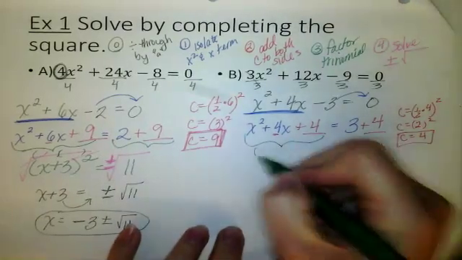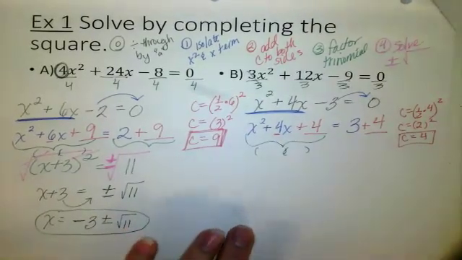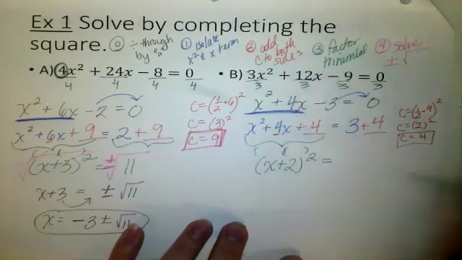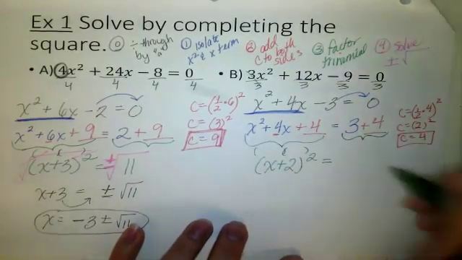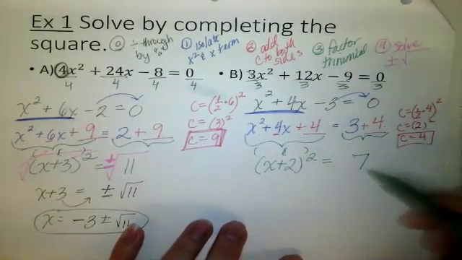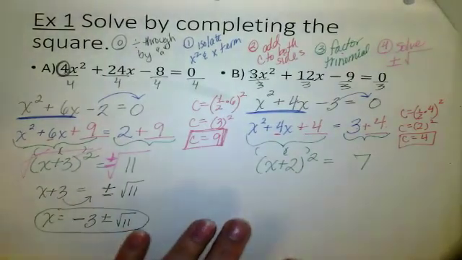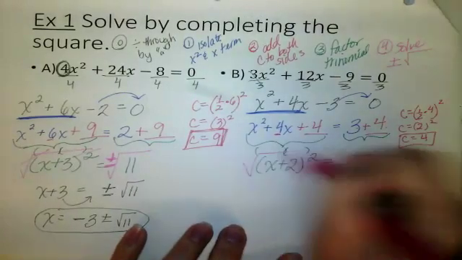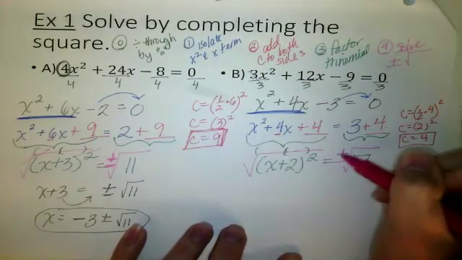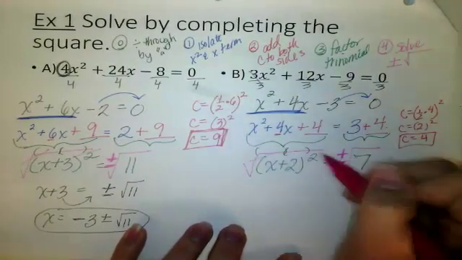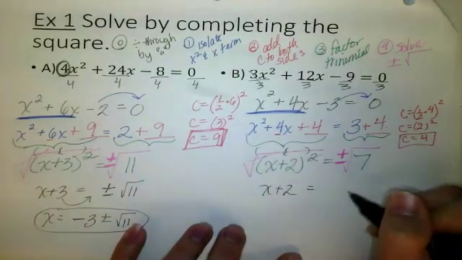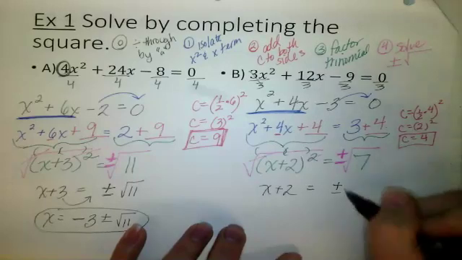which then this left-hand side can double bubble. How does it double bubble? x plus 2 times x plus 2, or x plus 2 quantity squared is equal to 7. 3 plus 4 gives me 7. And then I can solve by taking the square root of both sides. Square root, square root. Don't forget the plus or minus. So I get x plus 2 equals plus or minus radical 7.